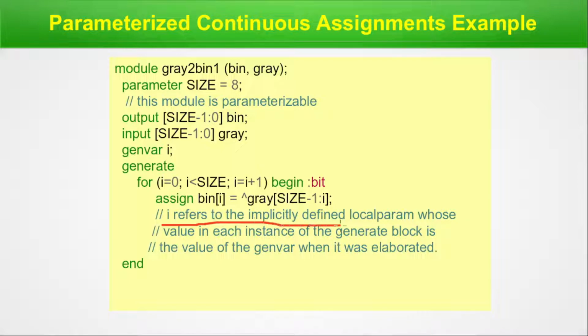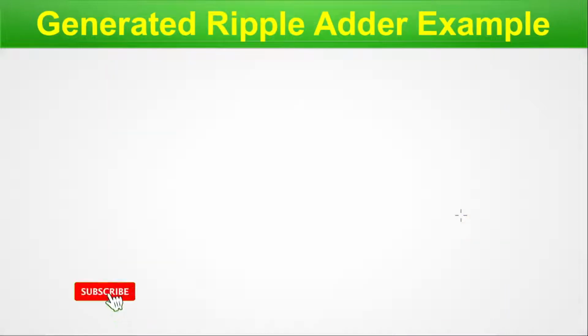I refers to the implicitly defined localparam whose value in each instance of the generate block is the value of the genvar when it is elaborated. And here we close our generate block with the endgenerate command, and we end our module. So here in this example you have seen how a parameterized module can be fitted with the generate block. We are done here with the example. Let's move on to the next slide.